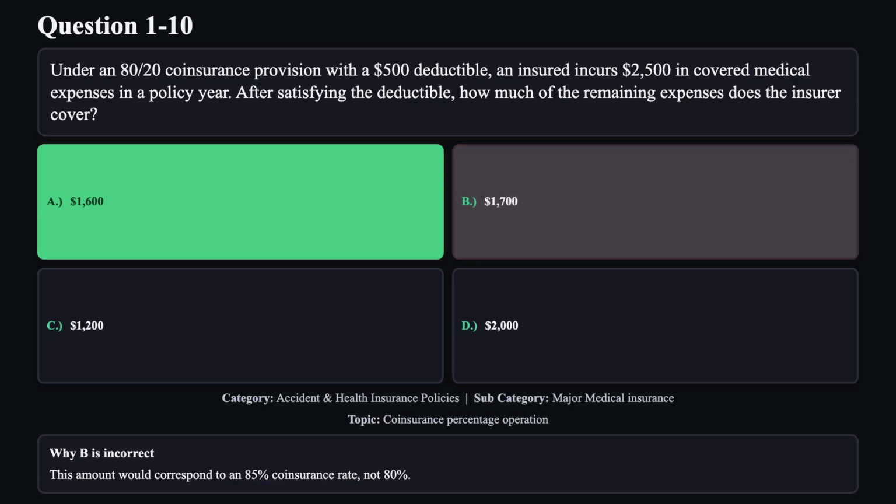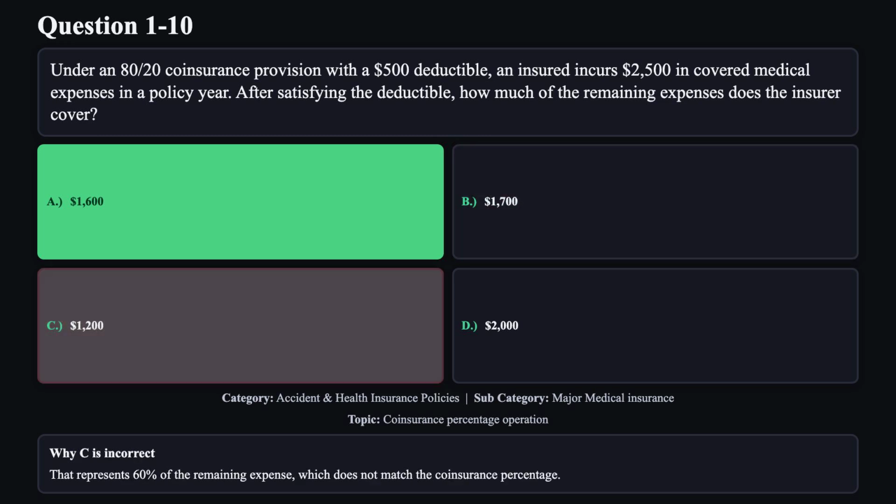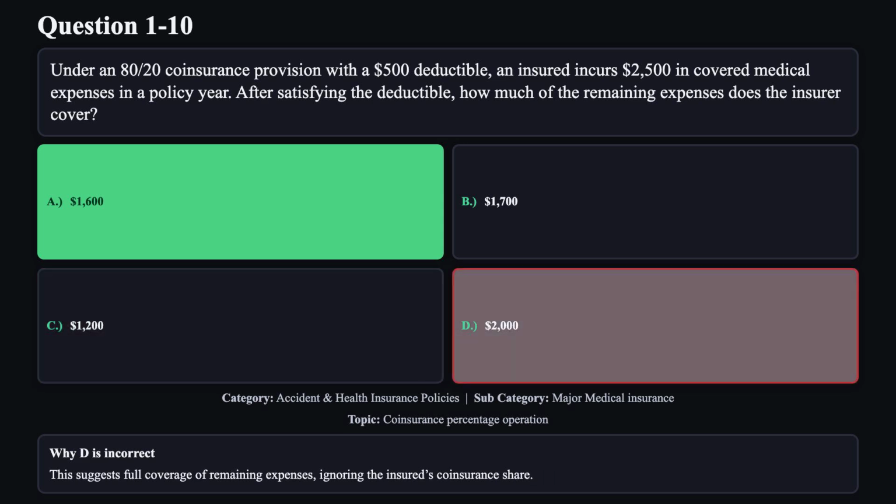Reason B is not correct. This amount would correspond to an 85% coinsurance rate, not 80%. Reason C is not correct. That represents 60% of the remaining expense, which does not match the coinsurance percentage. Reason D is not correct. This suggests full coverage of remaining expenses, ignoring the insured's coinsurance share.